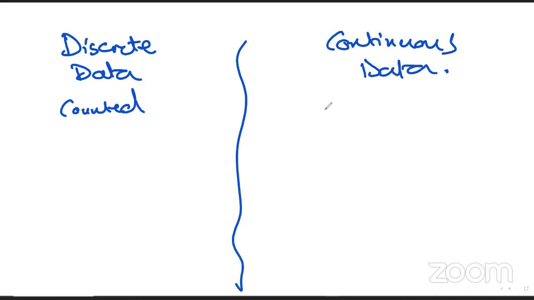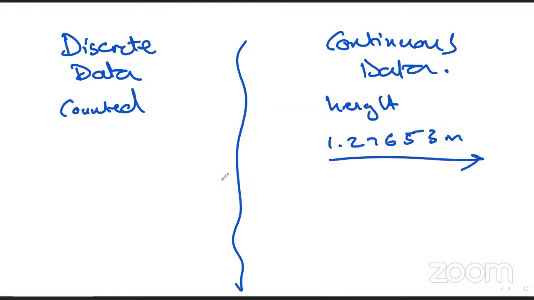For example, heights, the height of students. It can be 1.27653 meters. That could be the height of something. And discrete data is counted, the total number of people, let's say. 1, 2, 3, 4, 5, 6, 7, 8, 9, 10. That's discrete data.